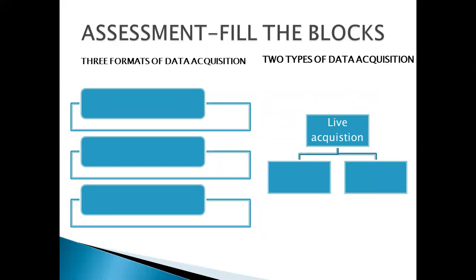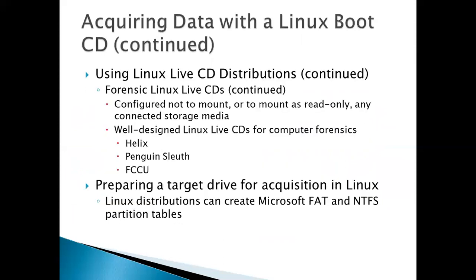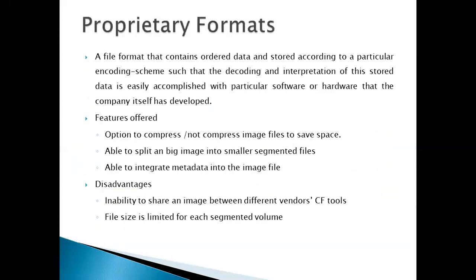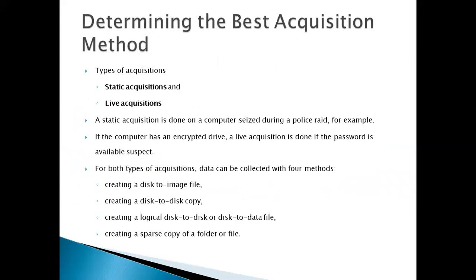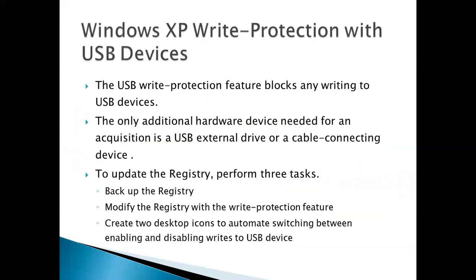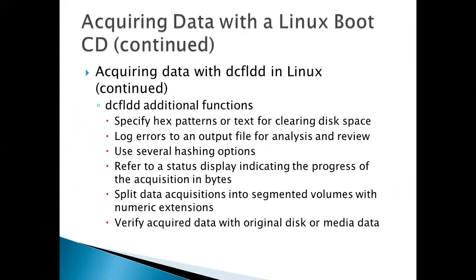So that's all. Today's assessment is fill in the blanks. What are the three formats of data acquisition? There are three ways to copy the data. First one, you can copy the data bit by bit. That is called raw data. Second one is proprietary. And the last one is advanced forensic format. Raw format, proprietary format and advanced forensic format.